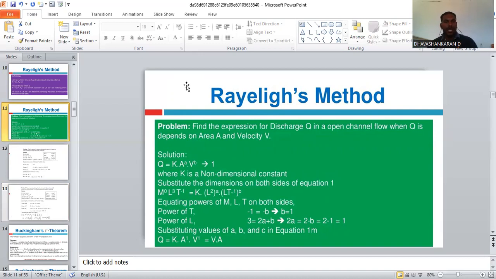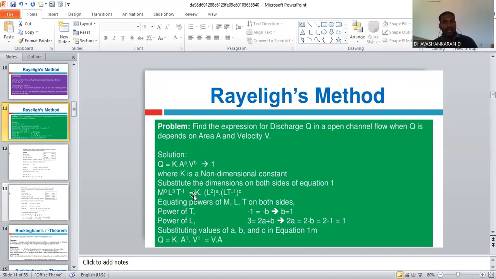Here we have the discharge Q. For Q the unit is meter cube per second. There is no kilogram, so that is why we put M power naught. Meter cubed is L cubed, then per second is taken as time inverse, T power minus 1.